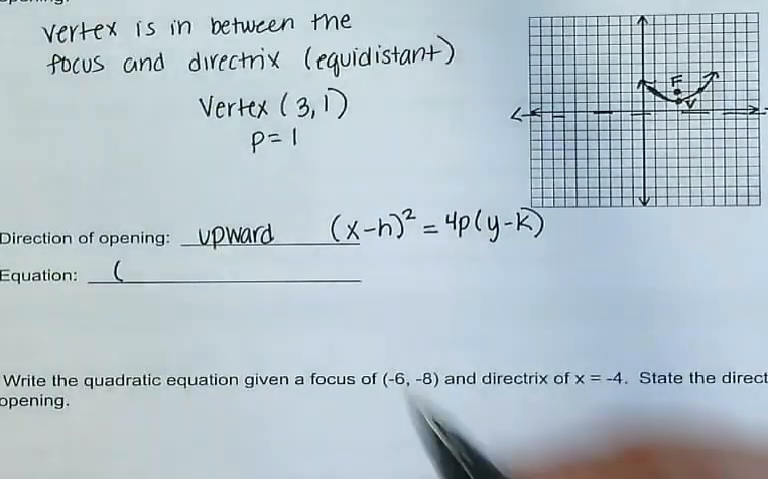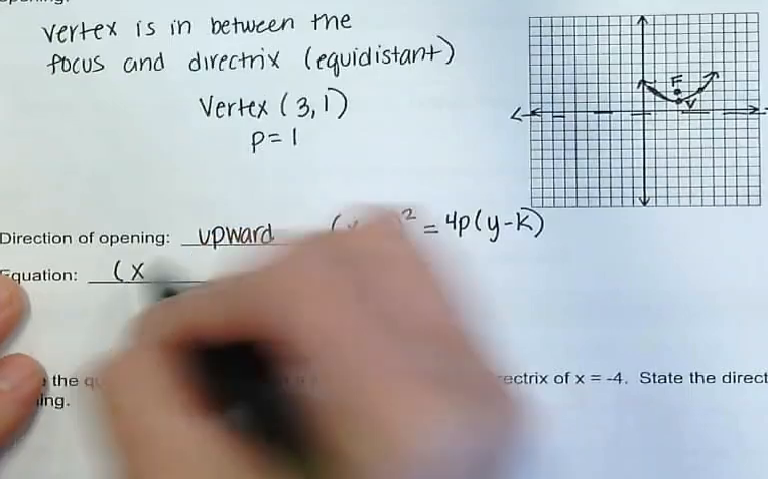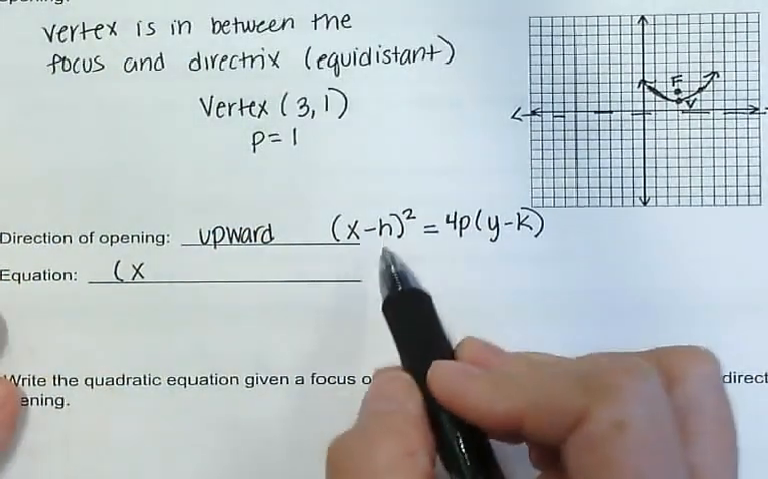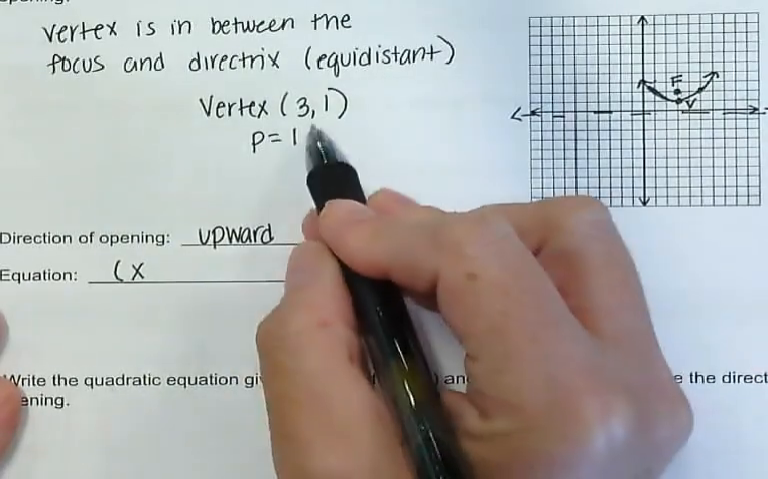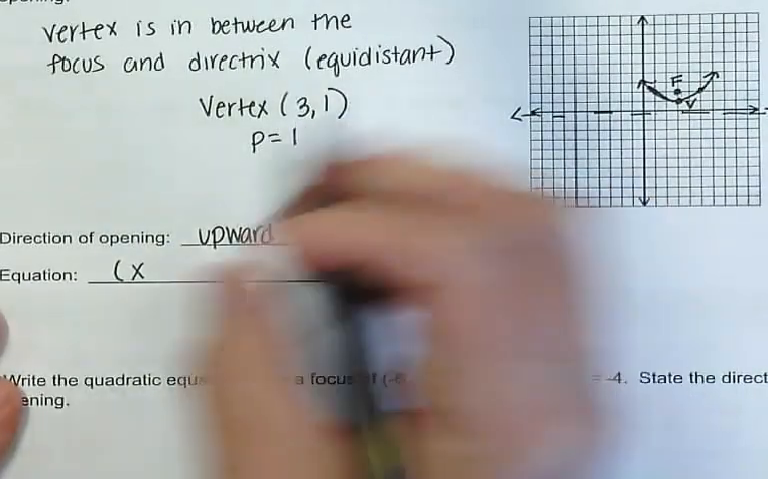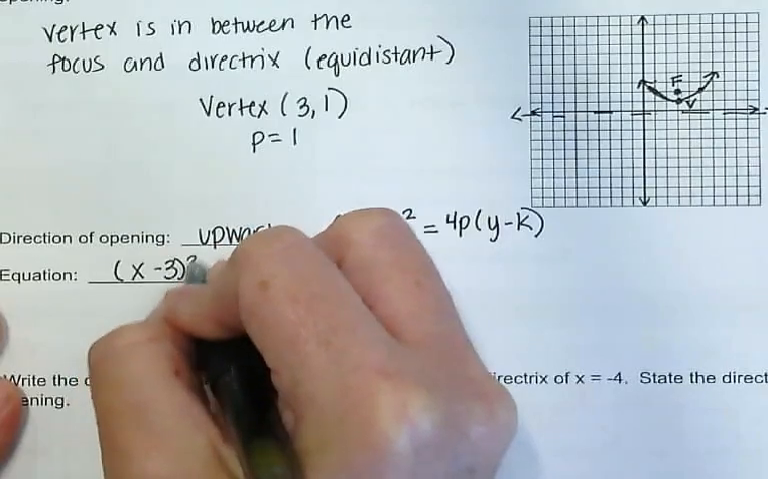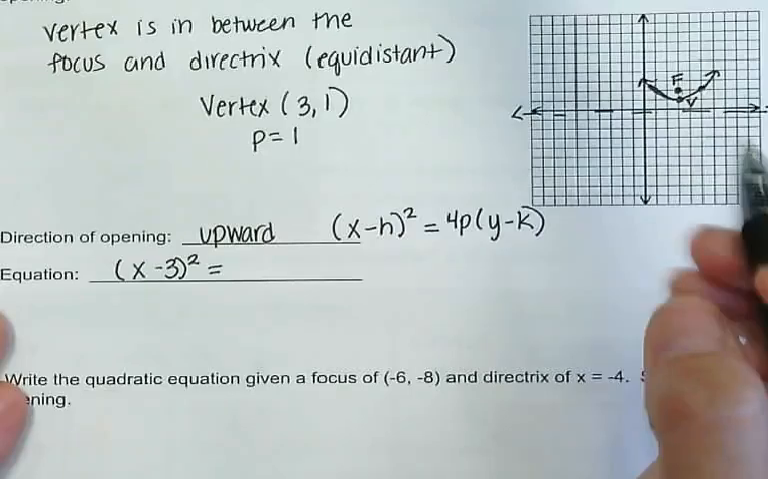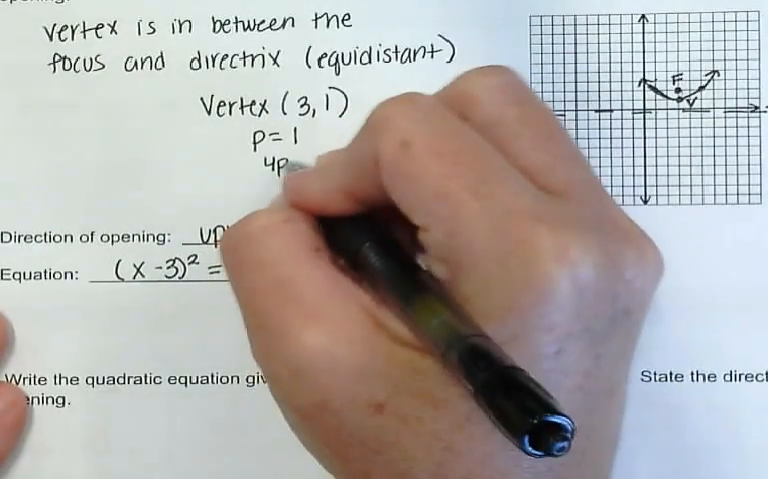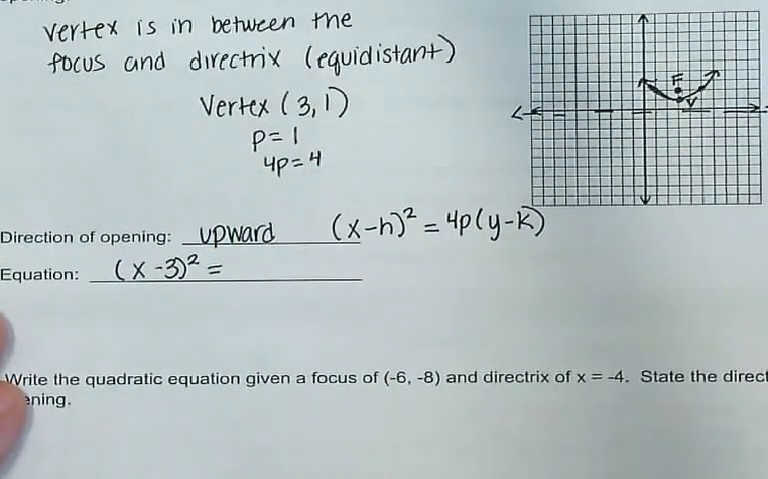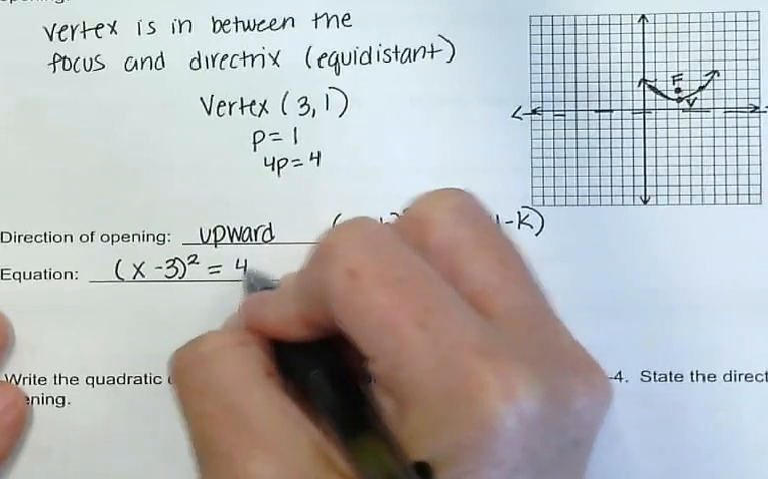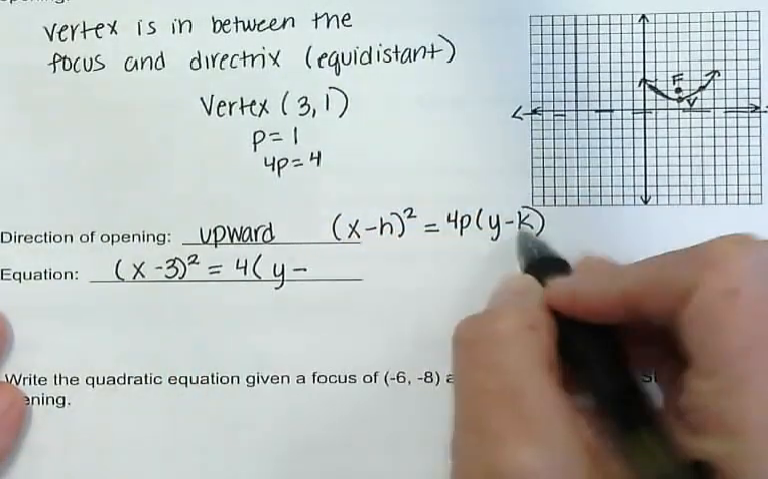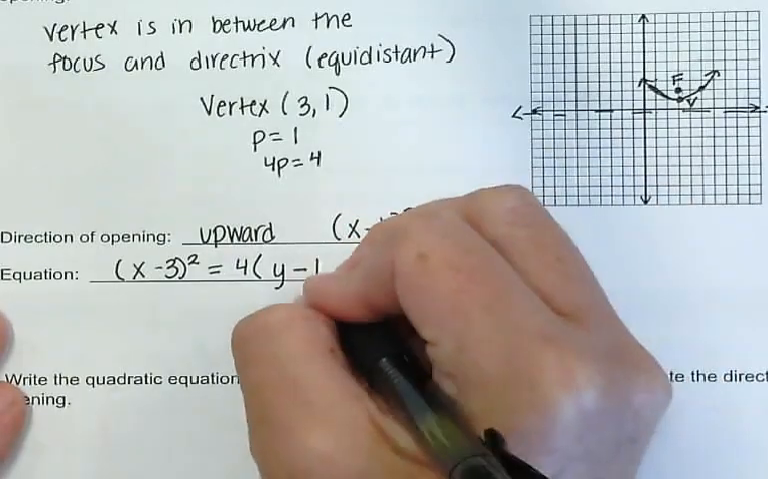So now in your equation, we want to put the vertex in. The x value of the vertex, your h value, is 3, so x minus 3 squared is equal to, well, if p is 1, 4p then is 4. 4 times 1 is 4, so this is 4 times y minus the k value of the vertex, which is 1.